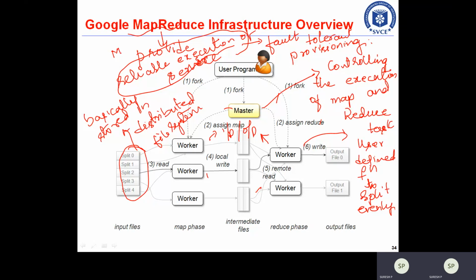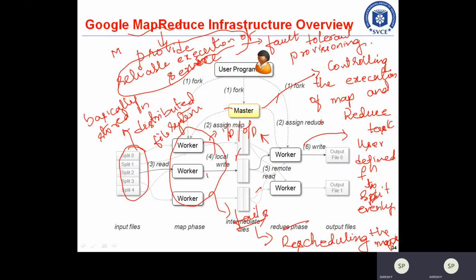Worker failures are handled by rescheduling the map task. If any of the workers fails, it has to work again. So after the failure occurs, it has to do the rescheduling of the map task. Rescheduling of the maps is going to be done by MapReduce.